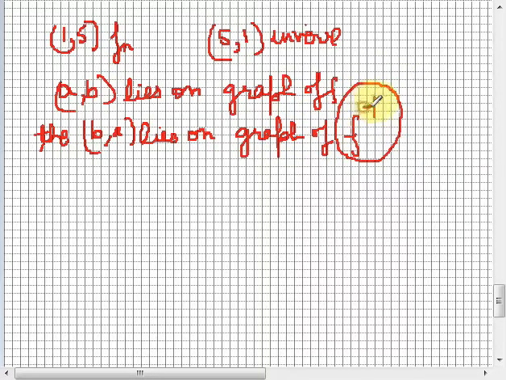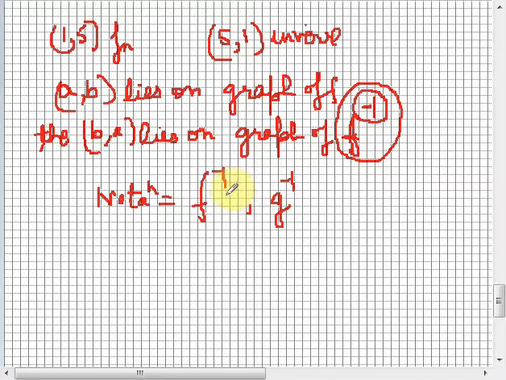This is the notation for inverse. We just put a -1 sign. This is not a power, this is not f power -1. This is the notation for inverse: f inverse, likewise g inverse, or something like that.